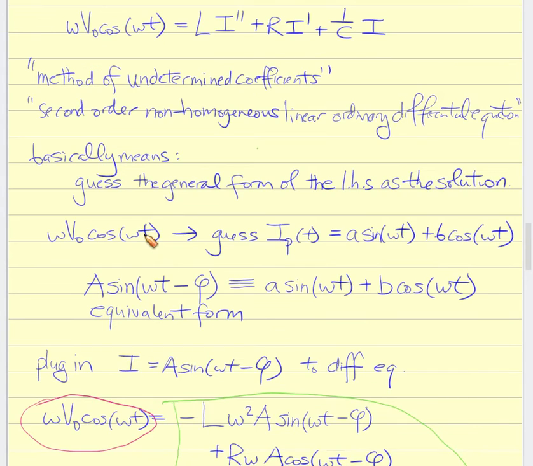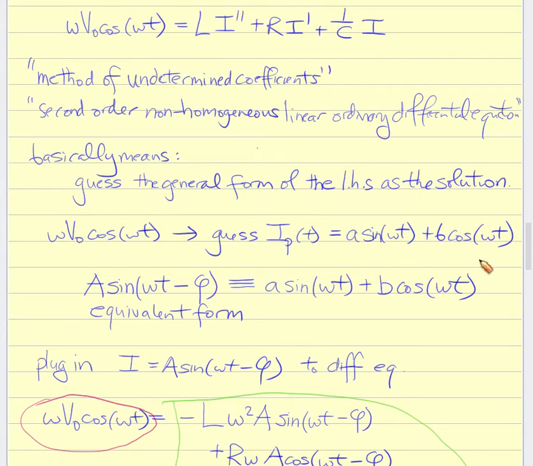Alright, we're going to guess the general form. And so that means I of t, with this p subscript denoting that's the particular solution. Particular, again, denoting that this is plugged back in the function here. Homogeneous was when it was 0. We're going to plug in a sine omega t plus b cosine omega t.